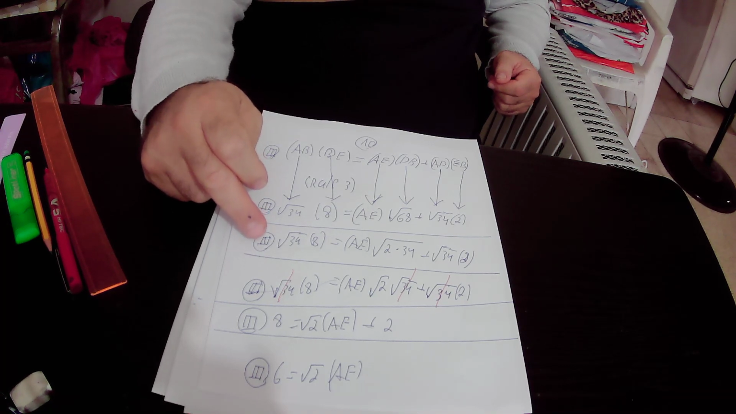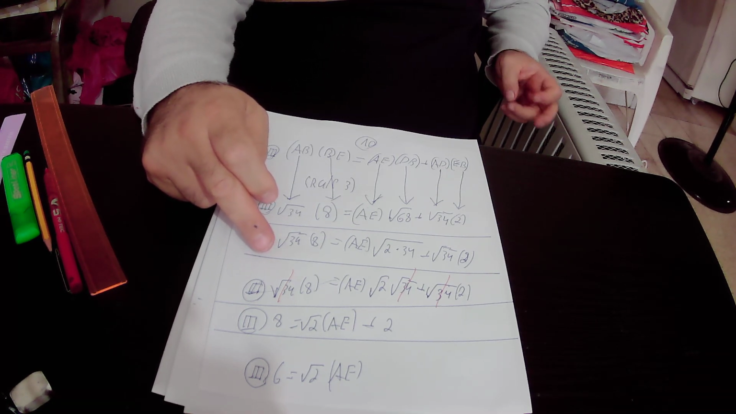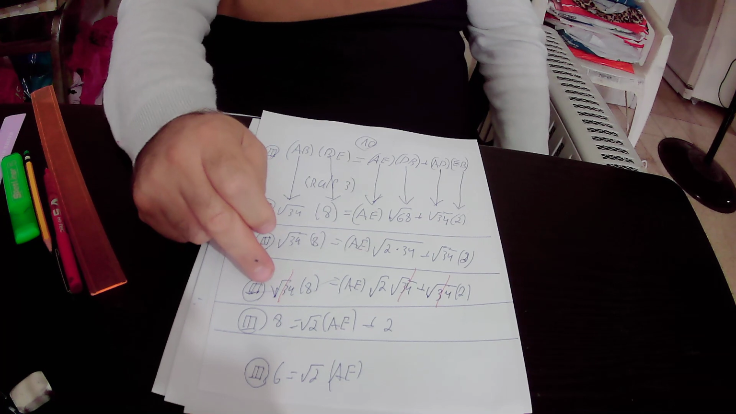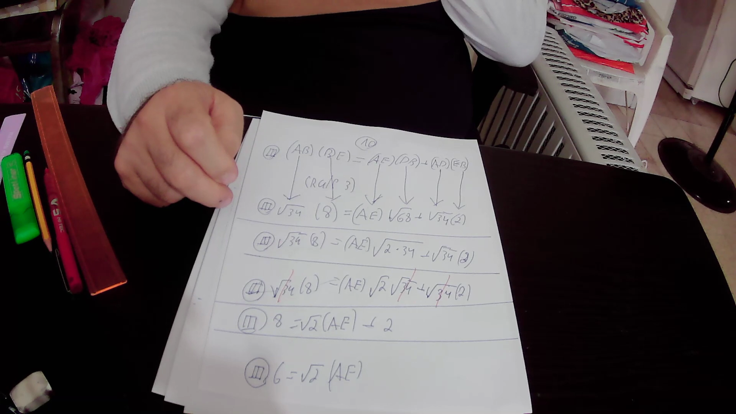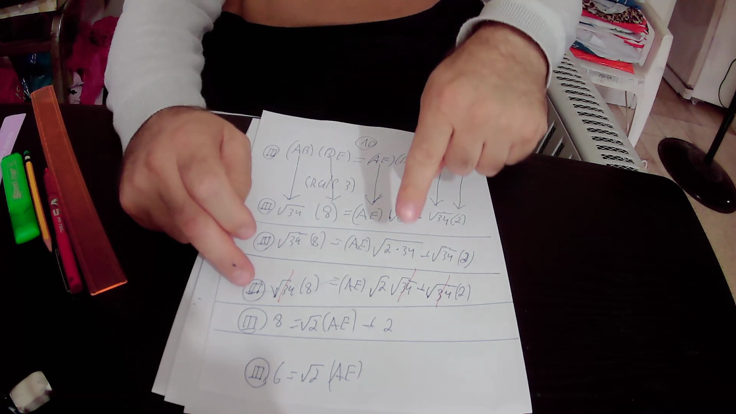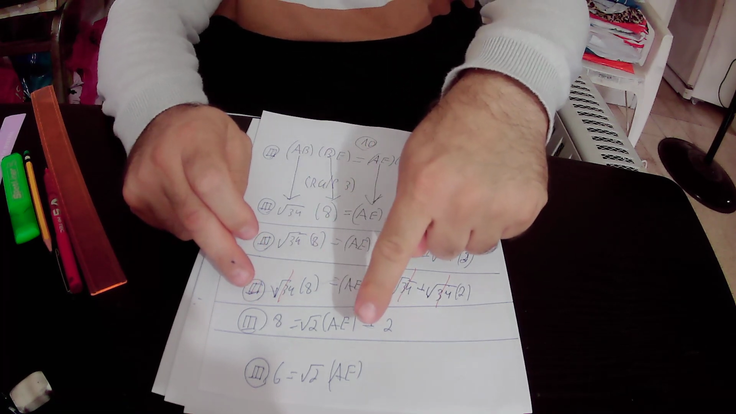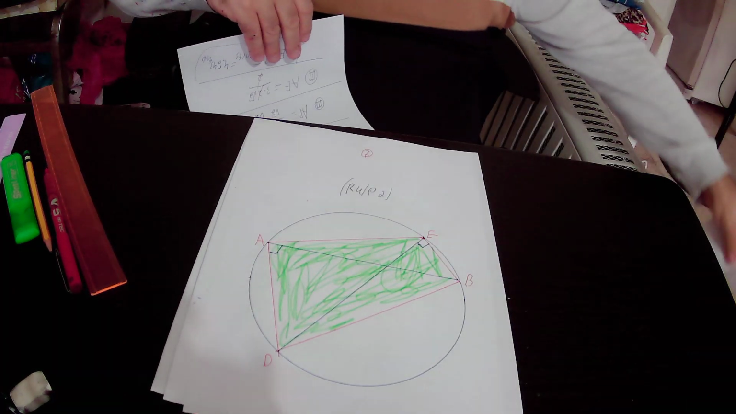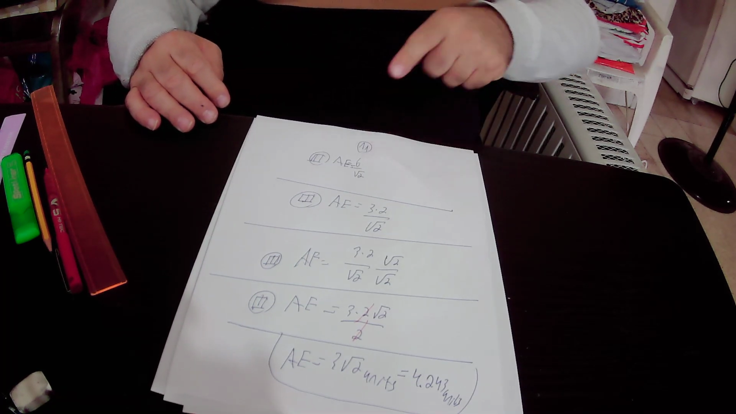Here we divided equation number 3 by the square root of 34. What is left after we divided is 8 equals the square root of 2 times AE plus 2. Here we subtracted 2 and we got that 8 minus 2 is 6, so 6 equals the square root of 2 times AE. So we got that AE equals 6 over the square root of 2.